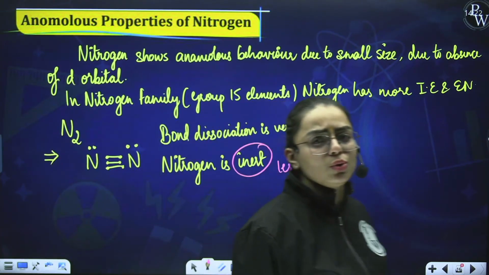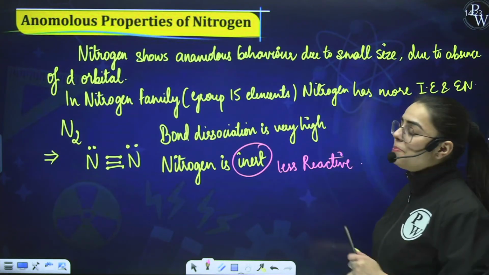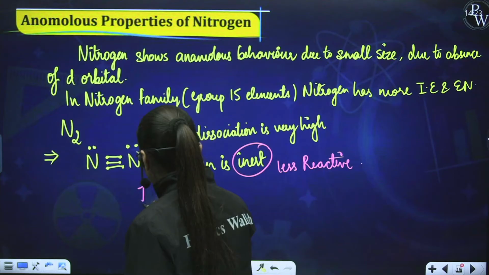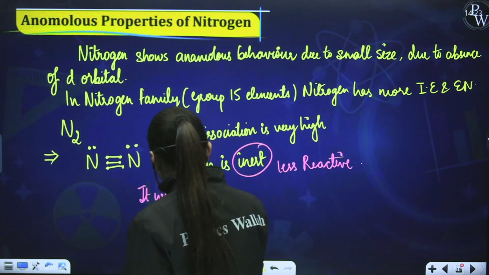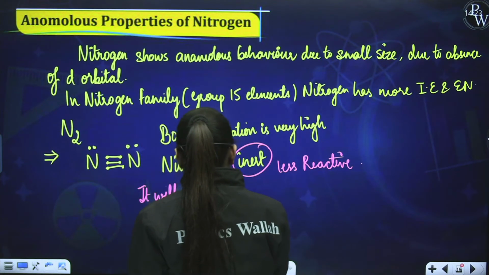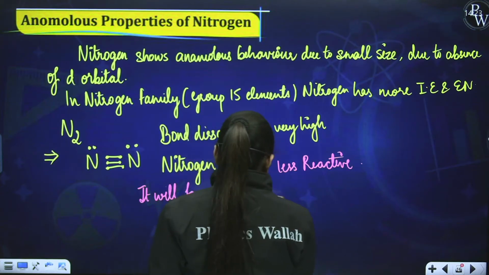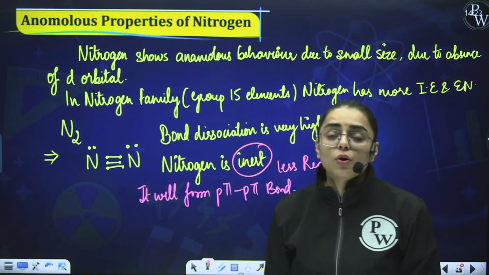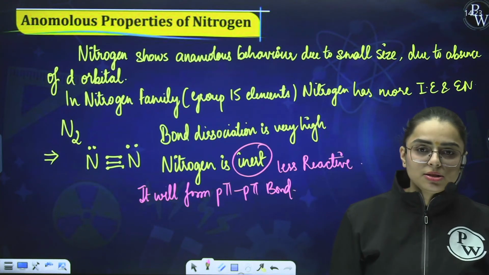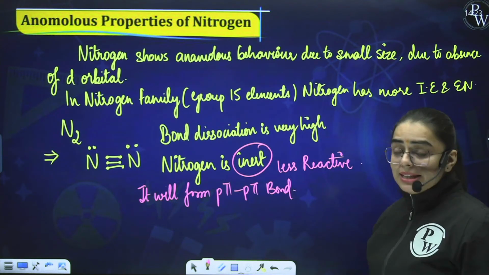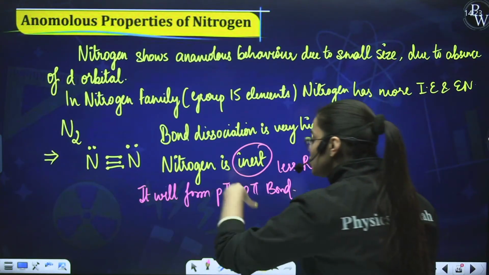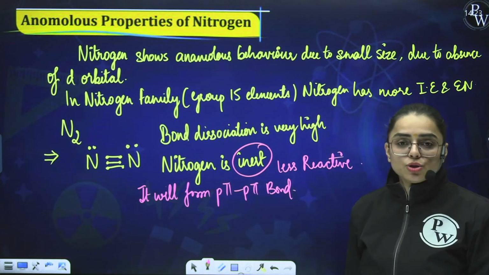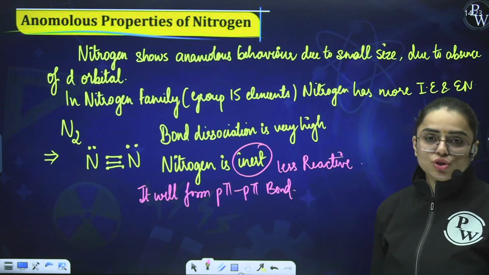One more thing that you need to know. Nitrogen holds p-pi bond. When nitrogen is forming pi bonds, it will form p-pi bond. As it does not have d orbitals, it forms only p-pi bond. But the other elements do not form strong pi bonds. They will polymerize, but only nitrogen has the capacity to form p-pi bond, not the rest. Is it clear to you? So this was all about nitrogen, students.